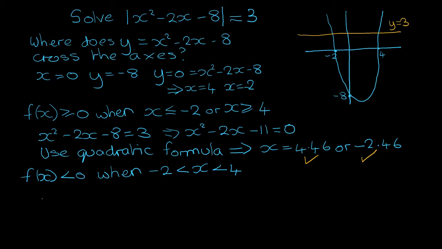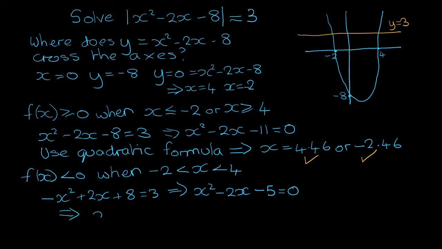So we want the negative version of the function. So that's minus x squared plus 2x plus 8 equals 3. And rearranging all of that to make it equal 0, we get x squared minus 2x minus 5. Again, use the quadratic formula and you'll find you get x equals 3.45 or minus 1.45. So the 3.45 is within the range. It's between minus 2 and 4, and so is the minus 1.45.